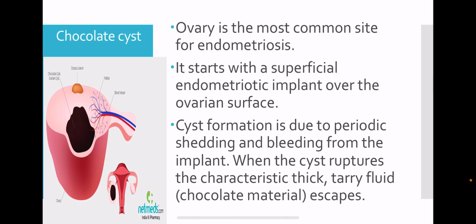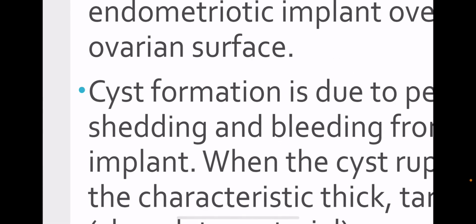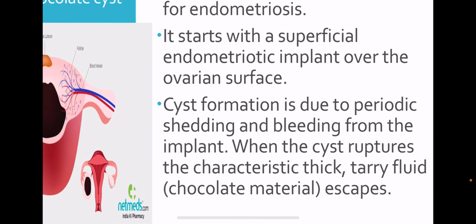Chocolate cyst. The ovary is the most common site of endometriosis. It starts with a superficial endometriotic implant over the ovarian surface. So we have already discussed that the most common site of endometriosis is the ovary. How does it start? With the superficial endometriotic implant on the ovary.